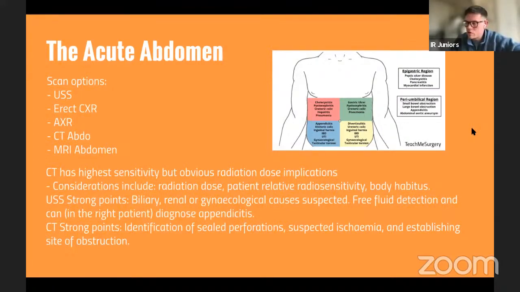Thanks, Matt. And just a question there about what is a VQ scan. If you haven't come across a VQ scan before, it's essentially a ventilation perfusion scan, a nuclear medicine scan that's used sometimes in the detection of pulmonary emboli. That's essentially as much as you need to know. Sometimes it may be indicated in patients who cannot have contrast, or in pregnant patients in the setting of suspected pulmonary embolism.